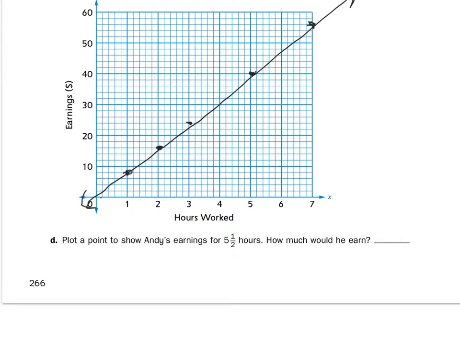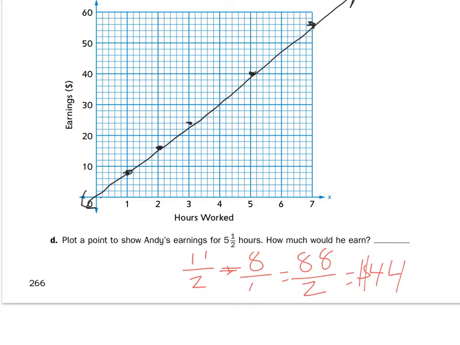Our last part on page 266 is to plot a point to show Andy's earnings for 5.5 hours. So remember, our rule here was to simply multiply by 8. So I can take 5.5 and convert it into a mixed number, which is going to give me 11 halves. And I can multiply that by 8 over 1 to give me 88 over 2. And I know that 2 goes into 88 44 times, so that 44 is going to be dollars.